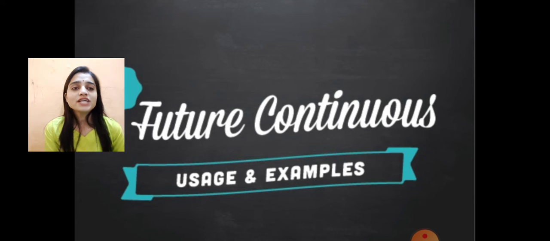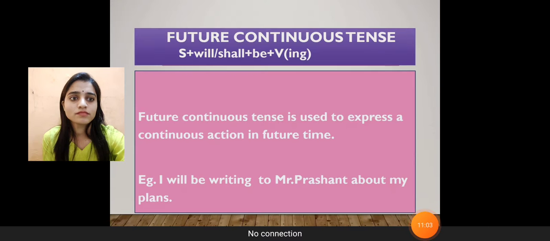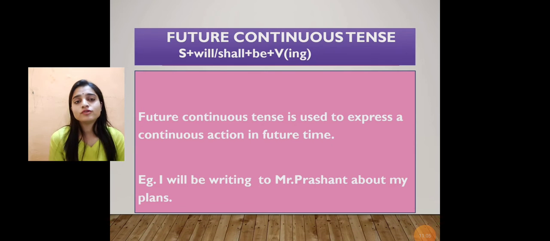So let's understand it with some examples, and the usage of future continuous, where we would be using future continuous tense and how we have to make the correct usage of the future continuous in our sentences. So if we talk about the usage of the future continuous tense, then future continuous tense is used to express a continuous action in future time. Means any action that will continue for a period in the future, there we use the future continuous tense.